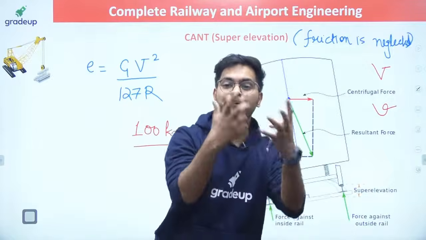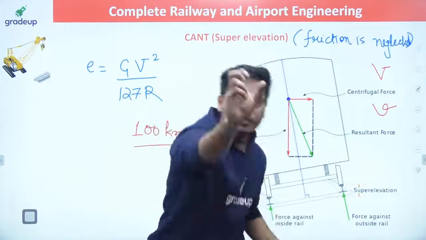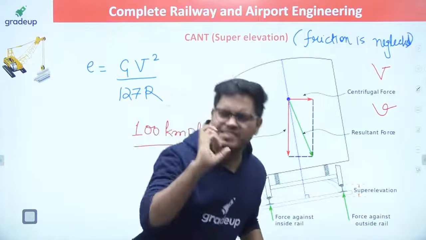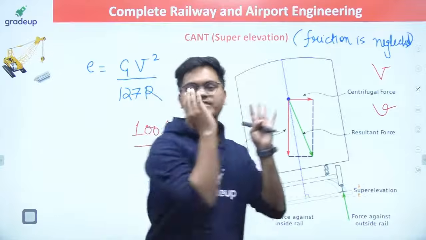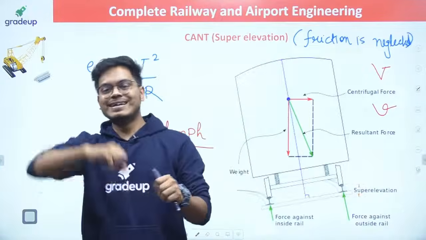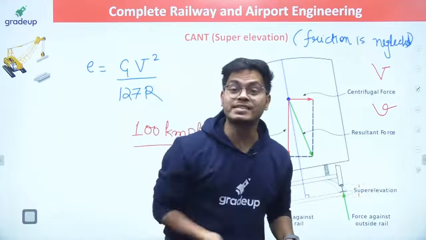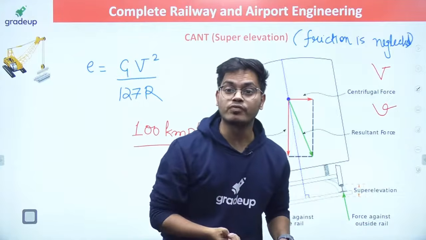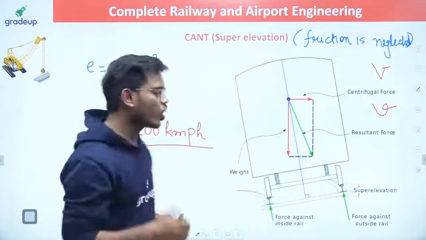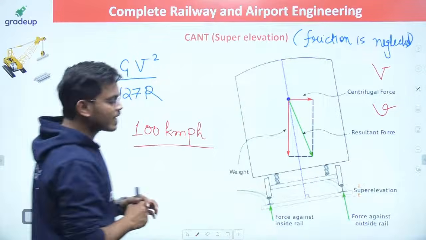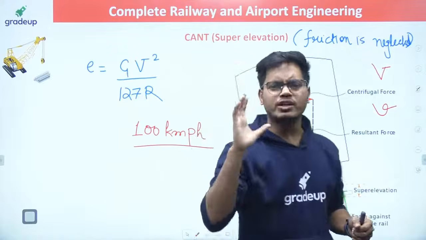Basically, the passenger is going to feel so much comfort, because the centrifugal force is going to be compensated with the help of the component. Whose component? The weight component. All right. So guys, at that time we will get one equilibrium condition.